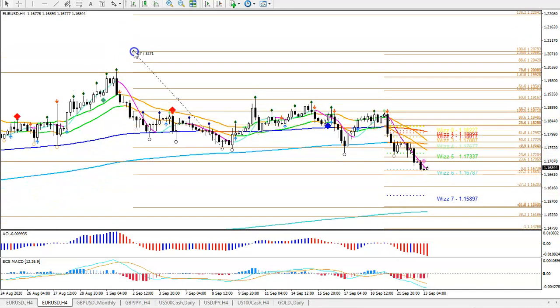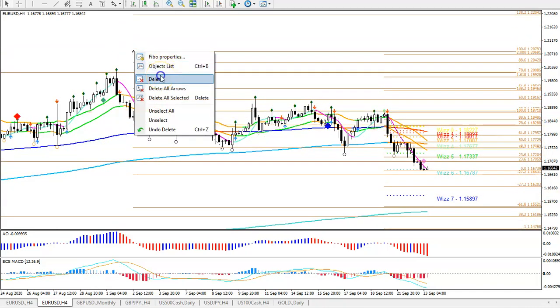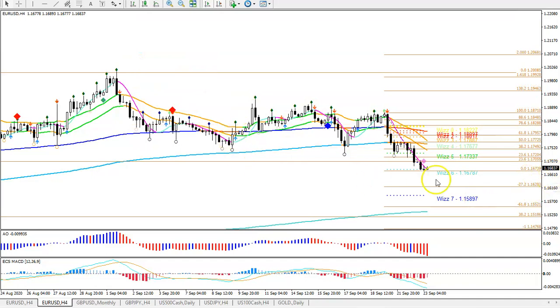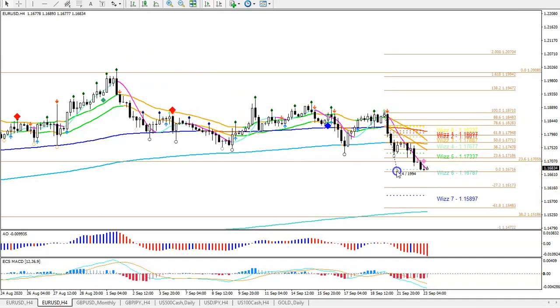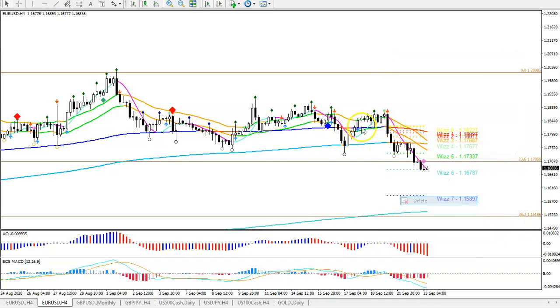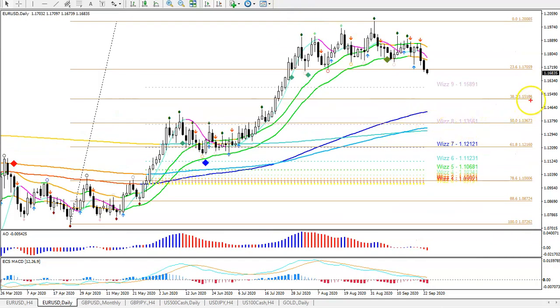Let's take away this fib, and let's move it a little bit like this. And yeah, 116, 115.80 is just maybe the first target. After that, it might even go further to 115, basically. So there's a potential for price to make a decent retracement here. 115, of course, is also the 38.2 fib.